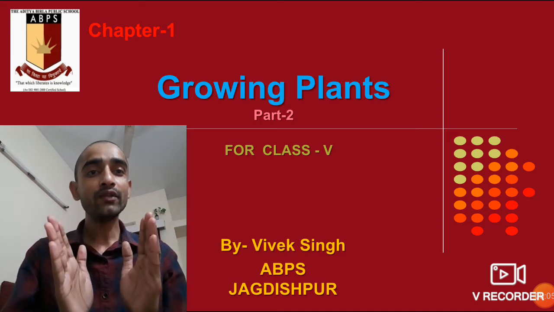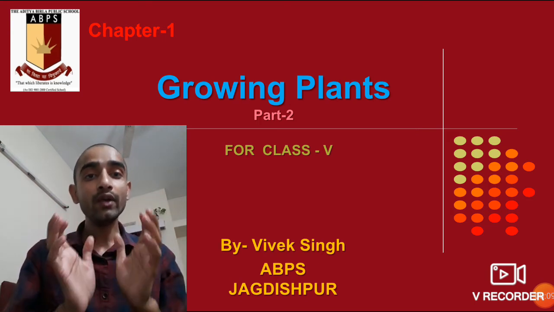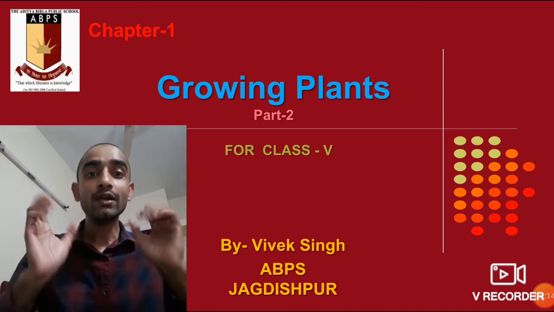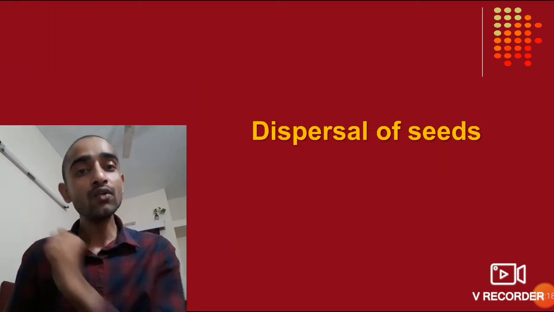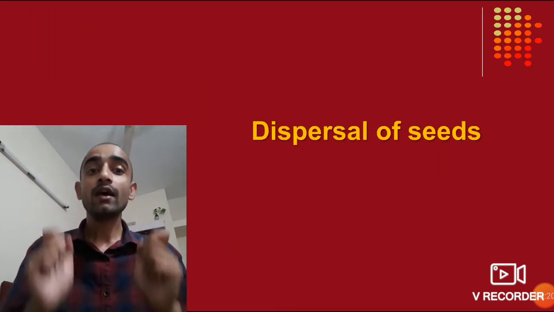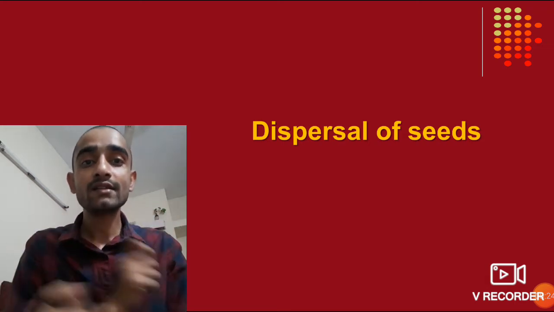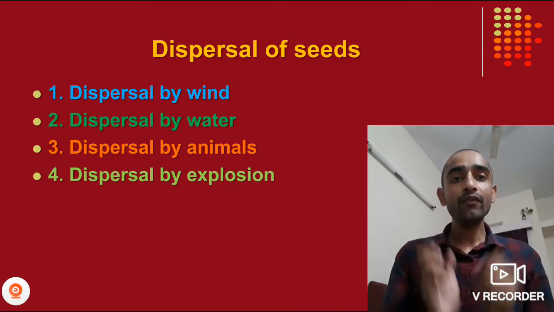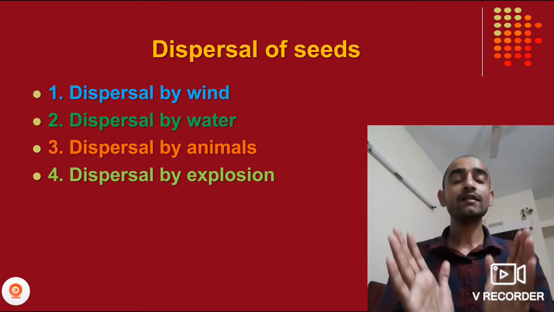Now we are going to see part 2 of this chapter, growing plants, and today we are going to discuss a very interesting topic: the dispersal of seeds and how this dispersal takes place in plants. That is the topic of discussion. Okay, so let's see what are the ways by which dispersal of seeds takes place.